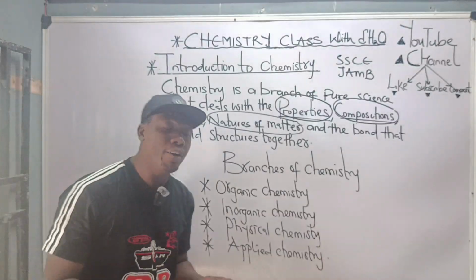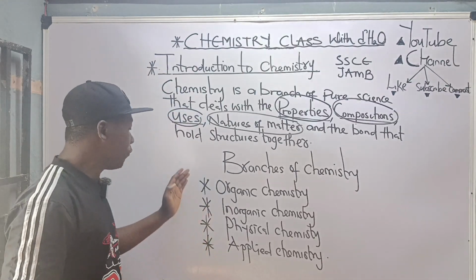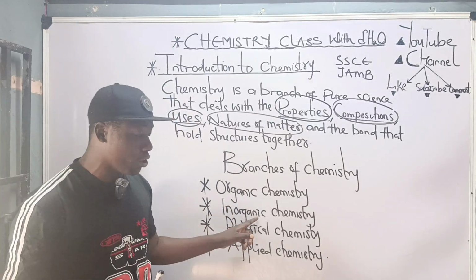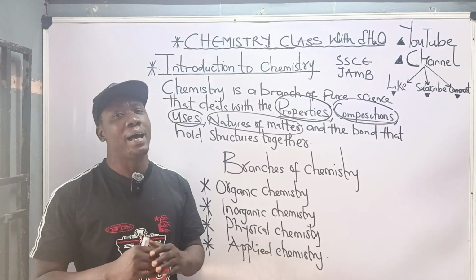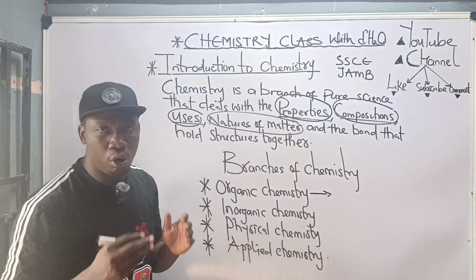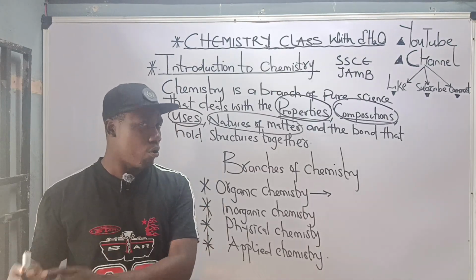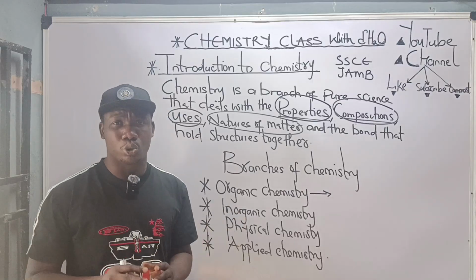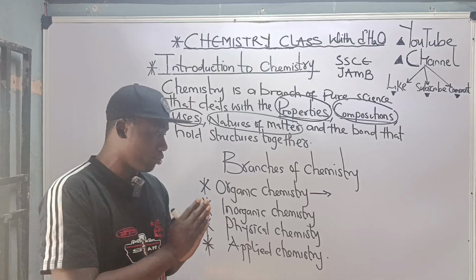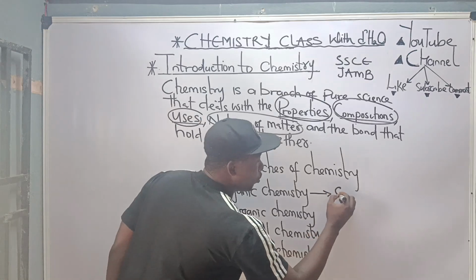So in your various examinations, when you are given questions in chemistry, it is usually under the 4 branches of chemistry. It is either the question is organic, or inorganic, or physical or applied chemistry. Now, what is organic chemistry? Organic chemistry is the chemistry of carbon and its compounds. Although there are exceptions to this, we'll talk about that when we are dealing with organic chemistry. So, take note and write this.